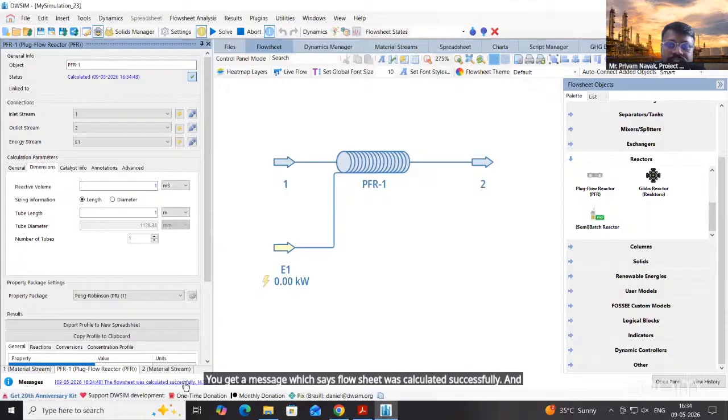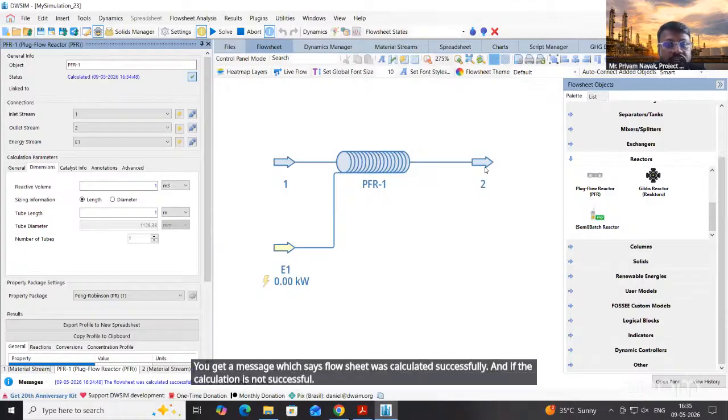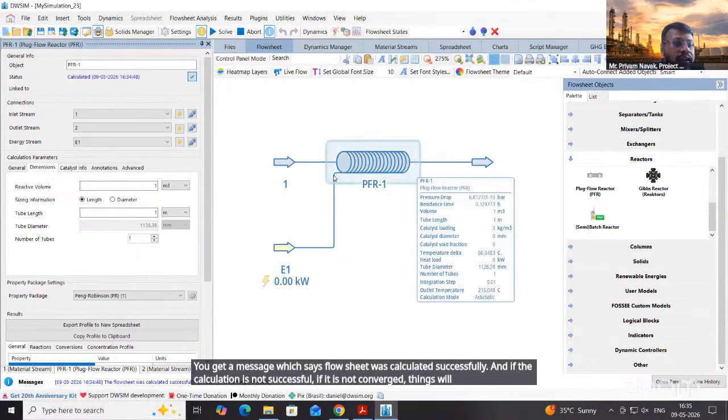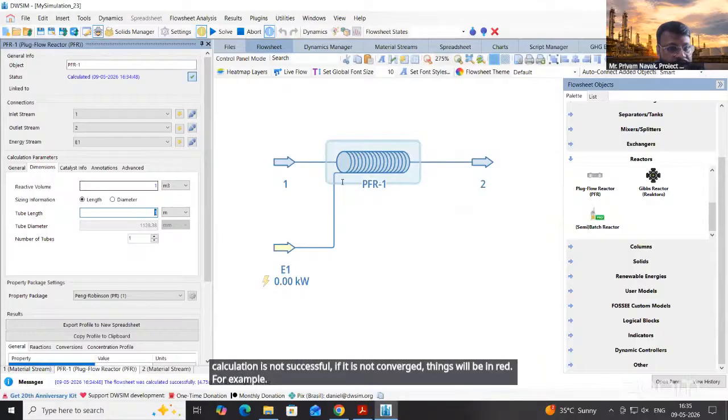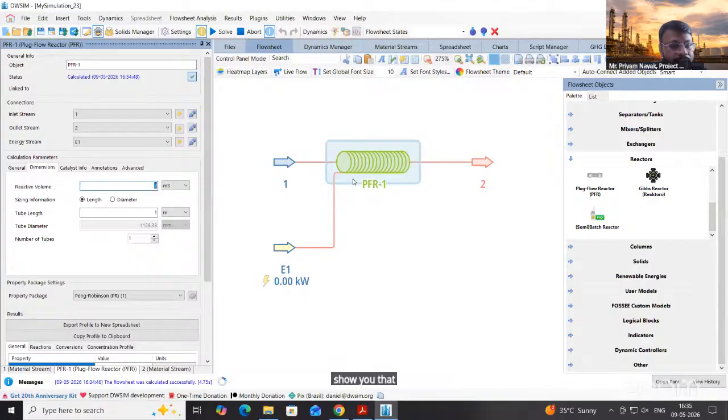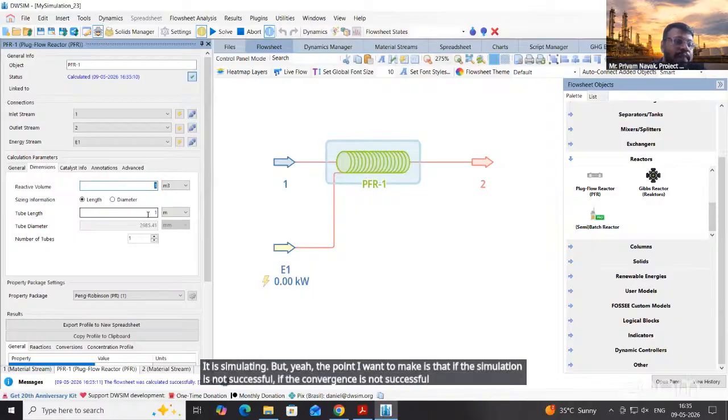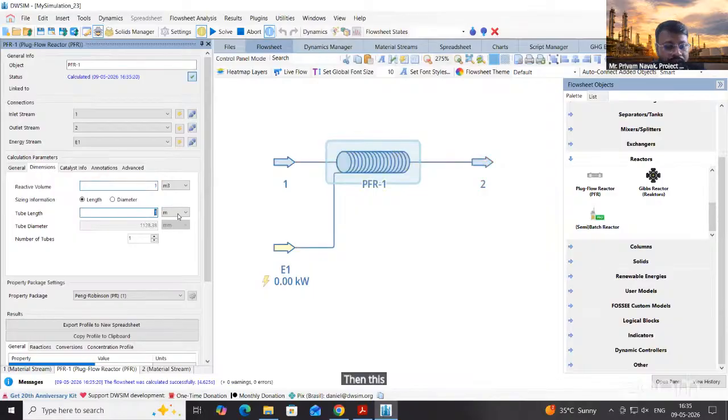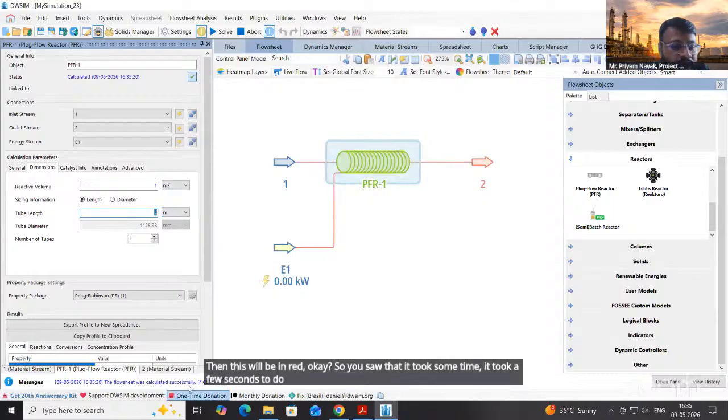If the calculation is not successful, if it is not converged, things will be in red. For example, let me see if I can give some number to show you that. It is simulating. The point I want to make is that if the convergence is not successful, then this will be in red. You saw that it took a few seconds to do the calculation.